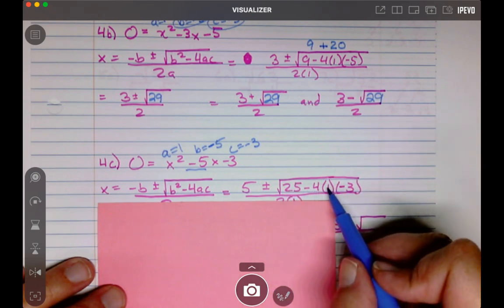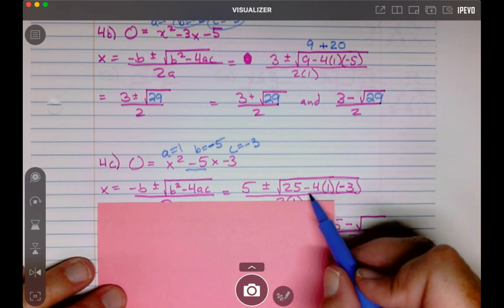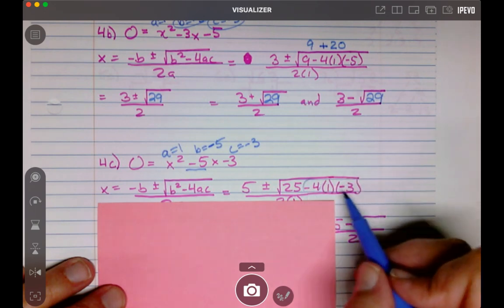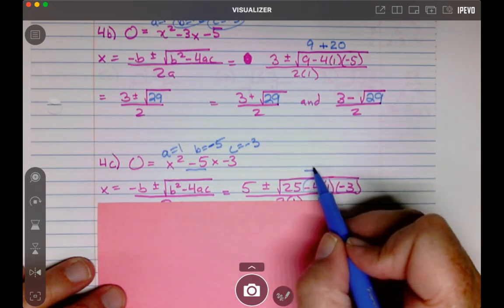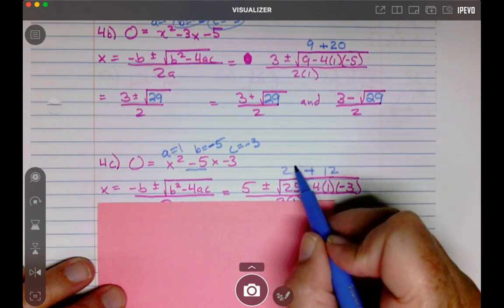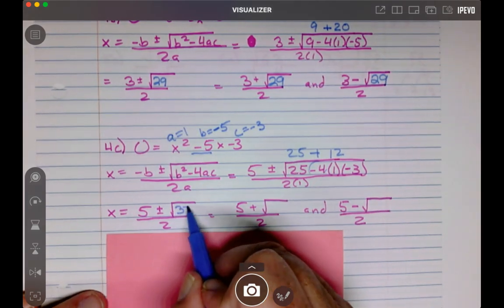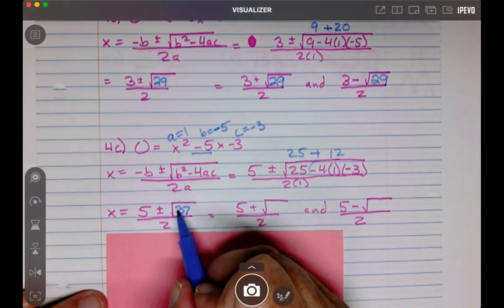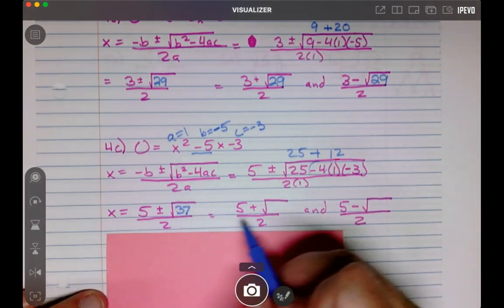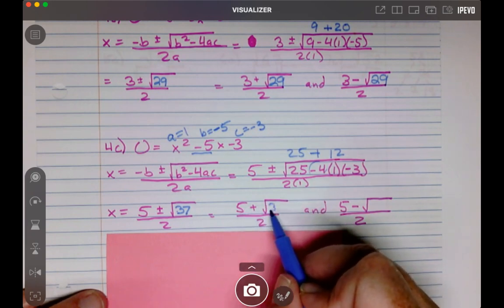Minus 4 times A times C. Notice I have a -4 and a -3. This is going to end up being a +12. So 25 plus 12 equals 37. There is no perfect square root of 37. So my answer ends up being 5 plus square root 37.